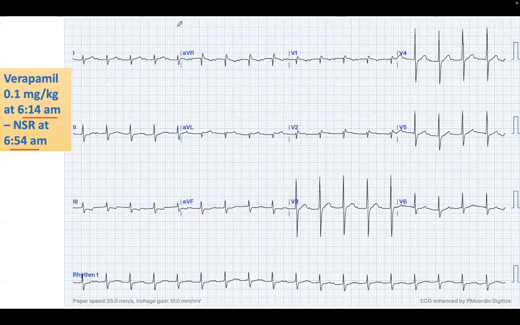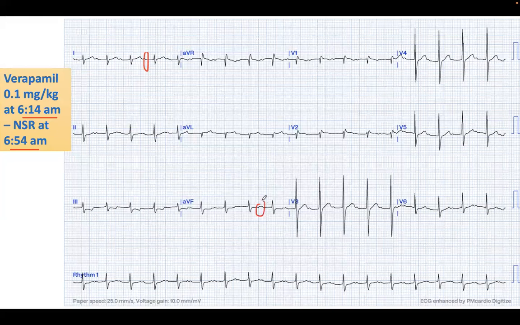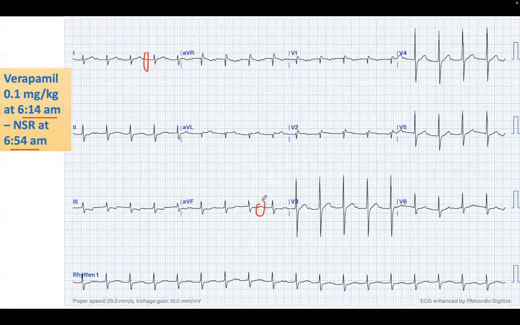Long PR, first degree heart block. Assumingly sinus rhythm, with P wave positive in lead 1 and aVF. I don't know why she had first degree block. It later normalized, I think because of the combination of amio and verapamil. It was not a high dose of verapamil or amio, but for whatever reason she had first degree block.